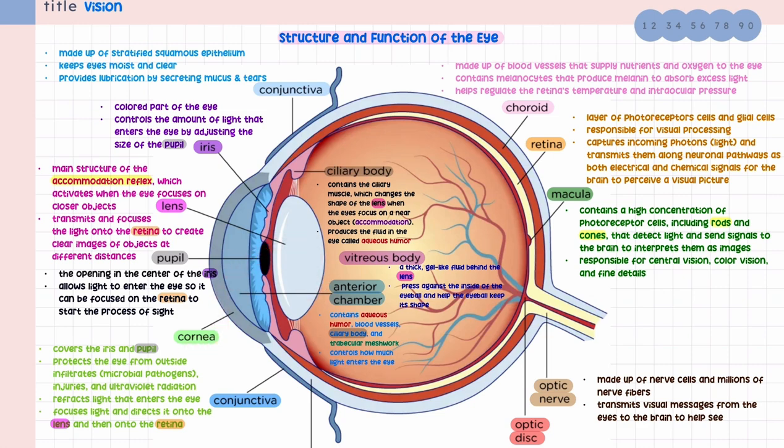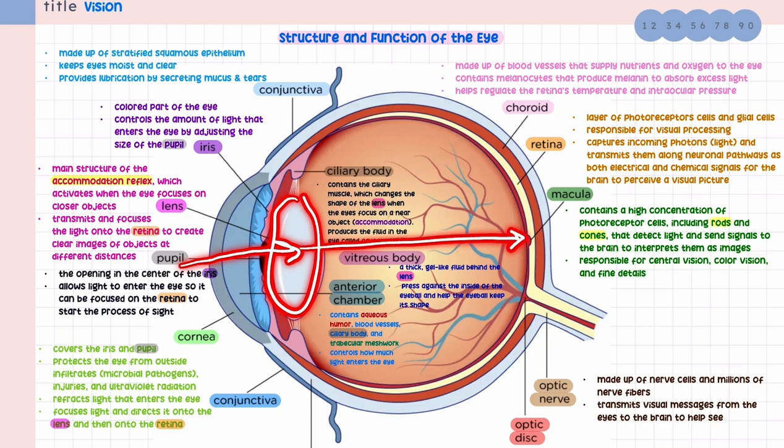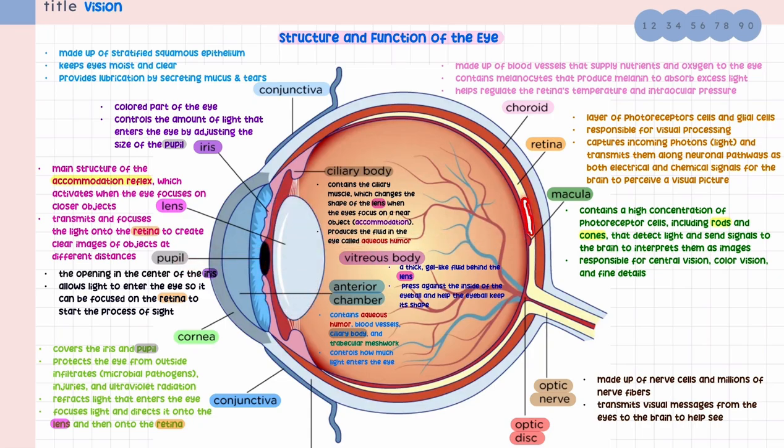Our lens is what activates the eye to focus on closer objects. It is the part of our eye that makes our retina see. So it controls and points the light to our retina. So that's how the light would be. You see how the light goes to your cornea and then to the lens and then to the retina. This is the retina, this yellow part.